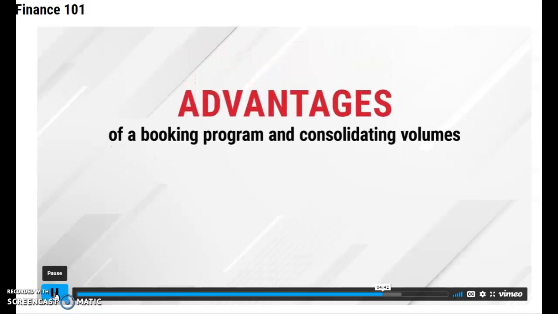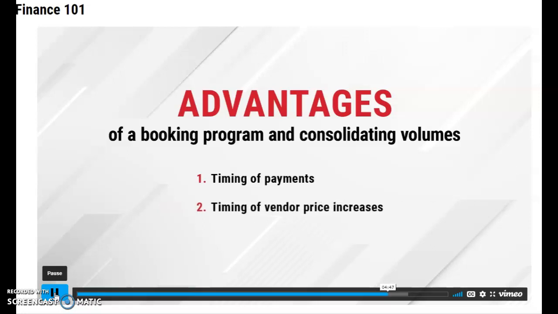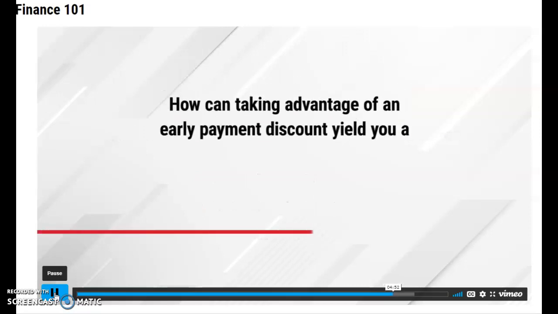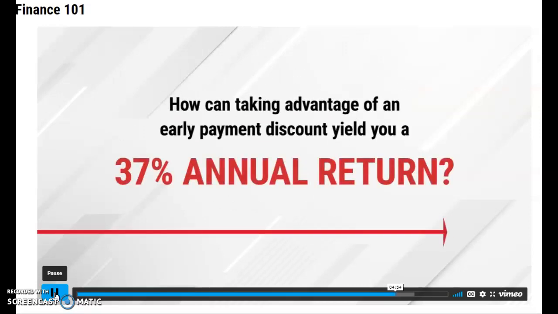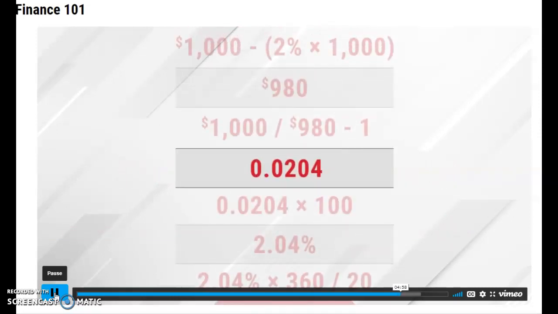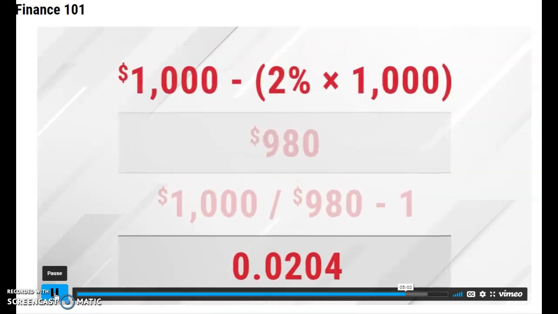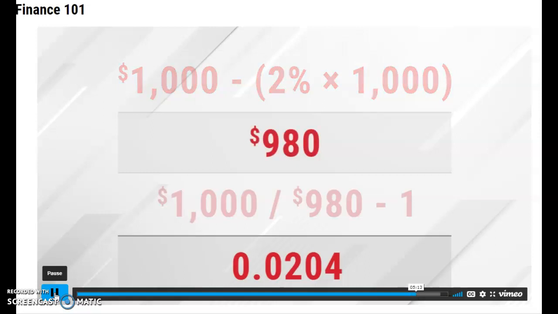Advantages of a booking program and consolidating volume: timing of payments, timing of vendor price increases, making the sale early. If and when possible, it is always better to take advantage of cash discount terms. This is an example of taking advantage of a cash discount with no borrowing cost that yields you a 37% annual return. An invoice of $1,000 can be settled with a 2% discount if paid in 10 days, instead of net 30 days. This means a 2% discount of $1,000 will be $980 with savings of $20.